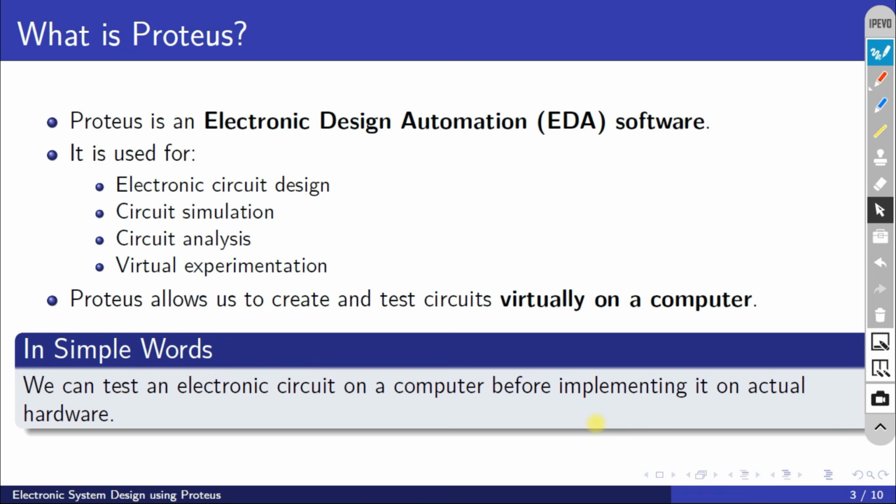For example, if you want to build a simple LED circuit, then we can select components such as LED, resistor and power supply in Proteus and create the complete circuit virtually. How to create this simple LED circuit using Proteus, we are going to learn after some videos. We can then run the circuit in simulation mode and observe whether it is working correctly or not.